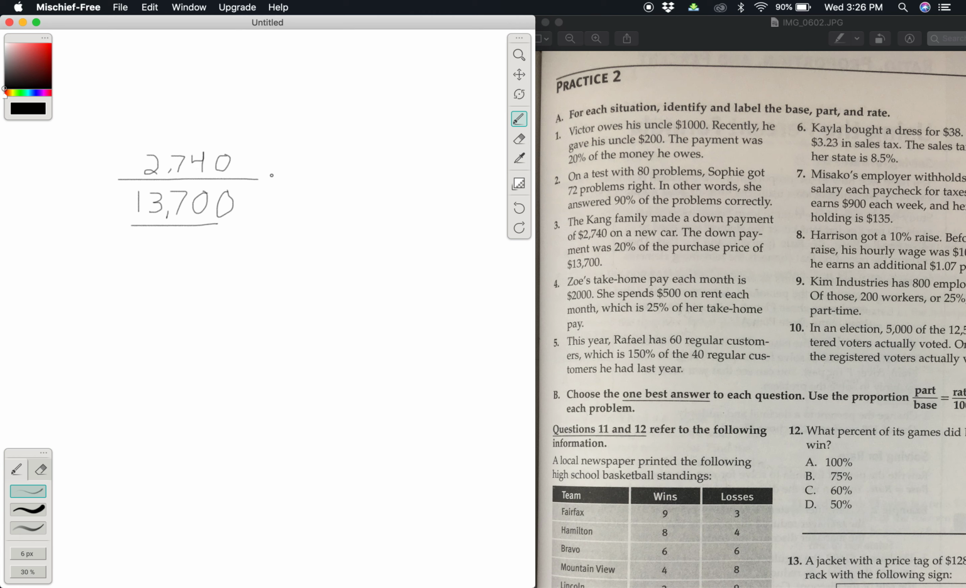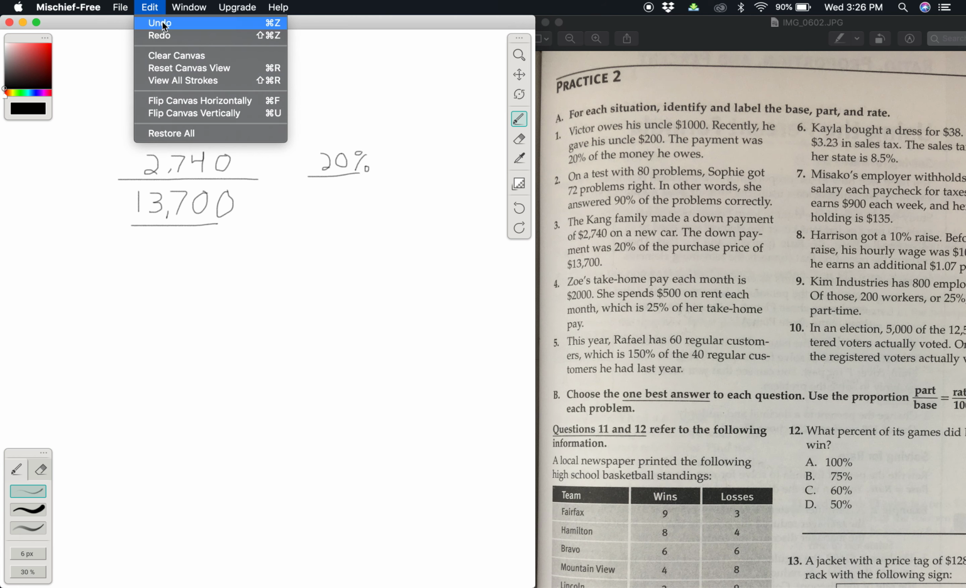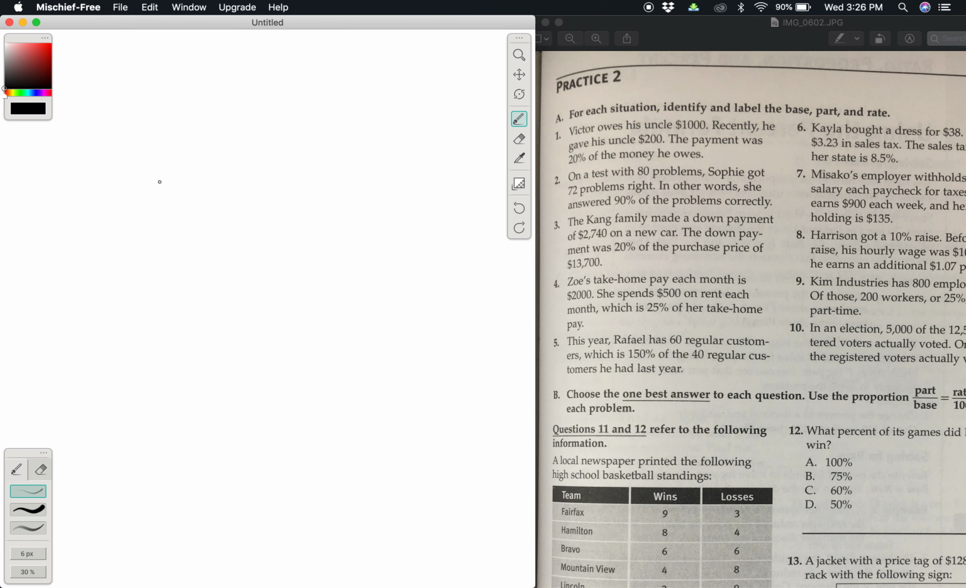Okay, so we have 20, which is the percentage of the part. So here we have the base, the part, and the rate. Again, we know percent is always the rate. So really you just have to figure out those other two, which is, as you can tell, pretty easy.